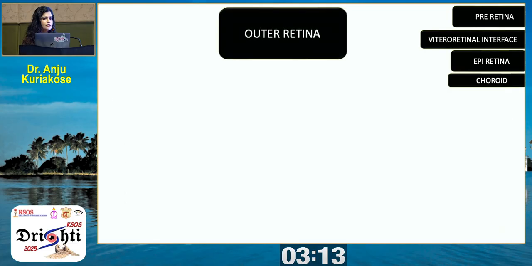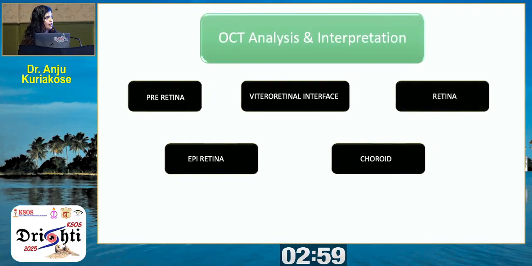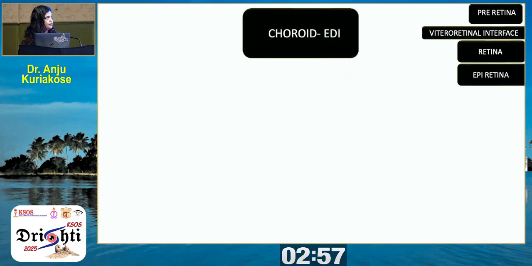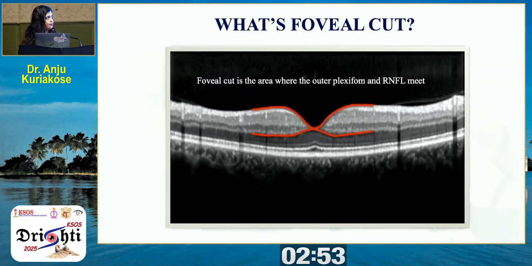It can also be divided into the outer retina, which includes the ISOS junction, RPE, Bruch's membrane. We have to look into each and every layer so that we don't miss anything. Next is the choroid, which can be easily seen with an EDI scan. We always see a depression in the middle of the scan. So what is that? It is the foveal cut, an area where the outer plexiform layer and the RNFL meet.